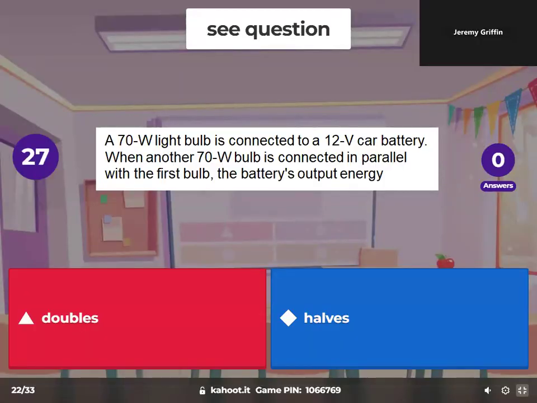So you've got a bulb connected to a car battery. When you put an identical bulb in parallel, what happens to the battery's output energy? Don't worry about the numbers. Just, you have a parallel setup. Every time you put on another bulb in parallel, what does the battery do?